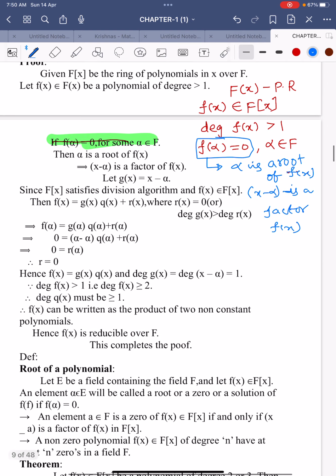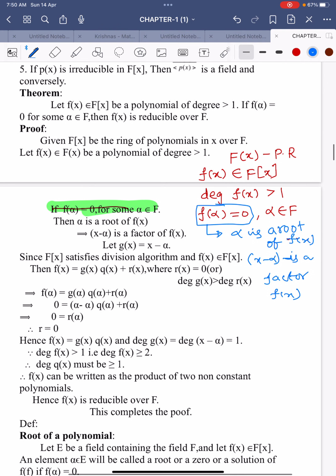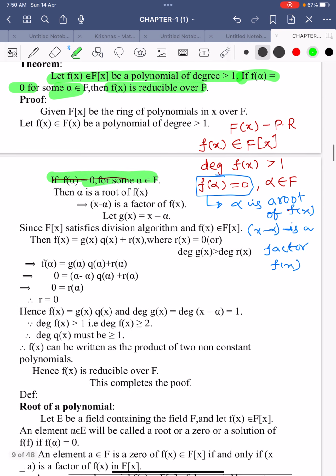That is the statement of our theorem. Let f of x belong to capital F of x be a polynomial of degree greater than 1. If f of alpha is equal to 0 for some alpha belonging to F, then f of x is reducible over capital F. This completes the proof.